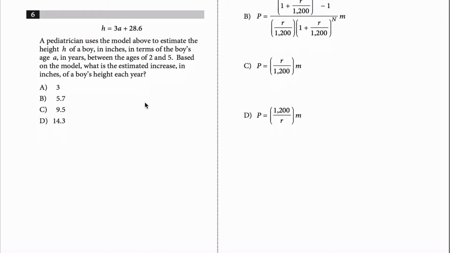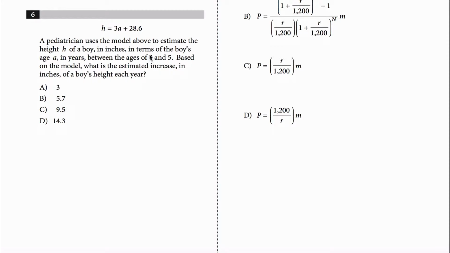Okay, there's two ways to do this. The quick way to do this is to understand what these two numbers mean. This 28.6 tells you the height of the boy when A equals 0. So you're like, wait, how can the boy be 28.6 inches tall when his age is 0? Well, you're right, that wouldn't make a lot of sense. That'd be a really big baby. But again, remember, this model only applies when the kid is between 2 and 5.